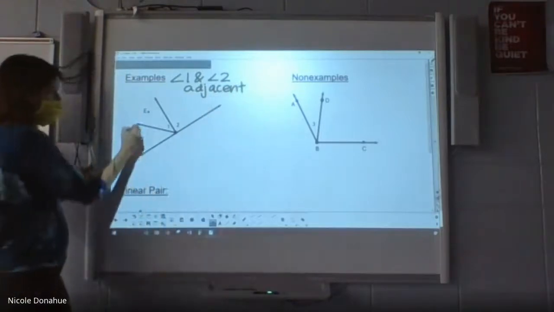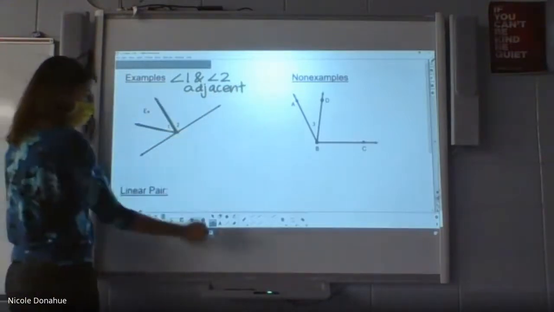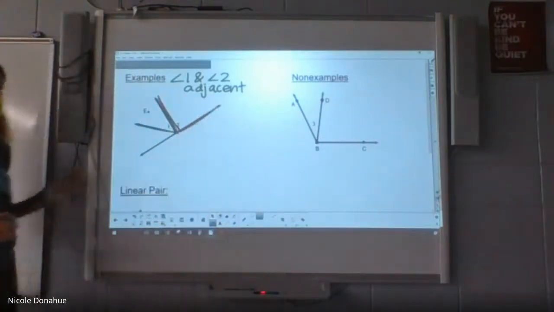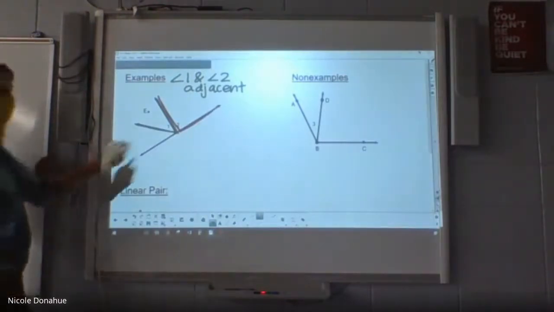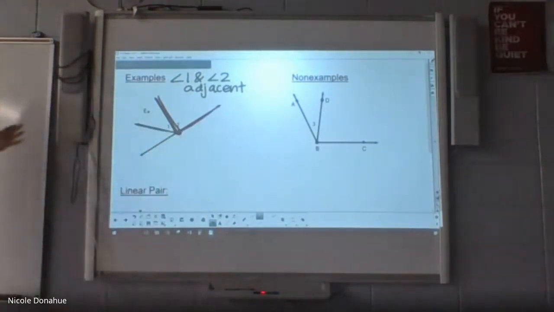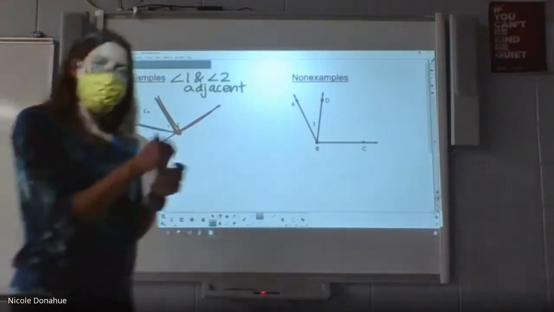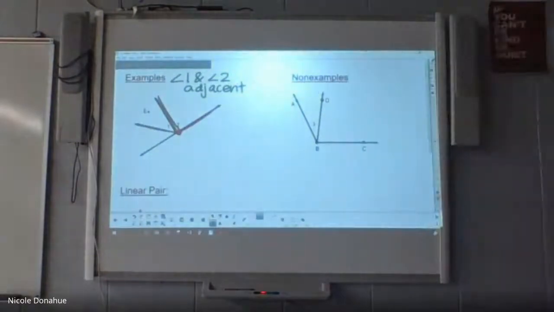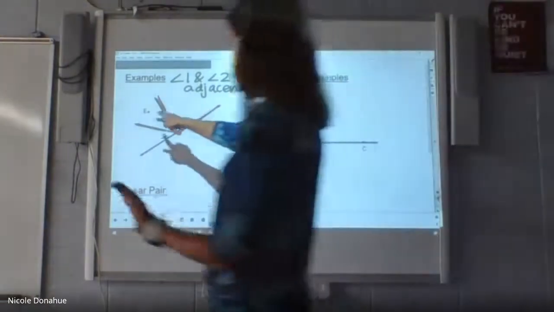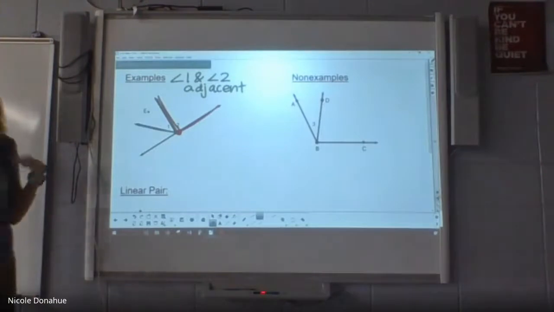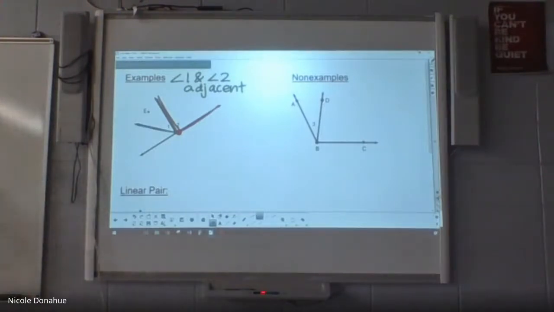And the reason for that, here's angle 1, then I'm going to use a different color. Angle 2 is red here. So they share a common vertex. They share a common side. But then point E is only inside angle 1. It's not inside angle 2. So we talked about interior points last time. So E is inside 1, but it's not inside 2. So that makes it an adjacent angle. So 1 and 2 are adjacent.